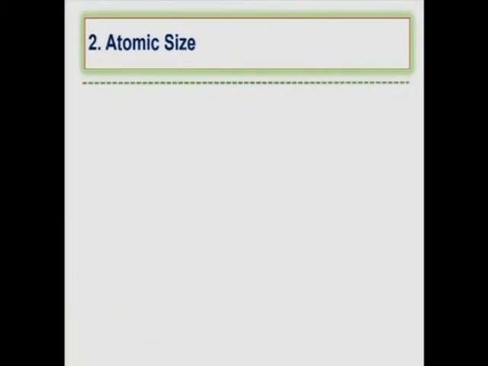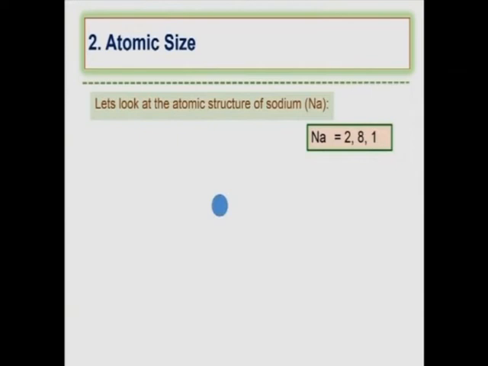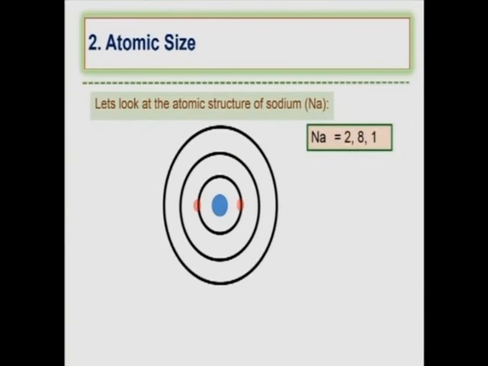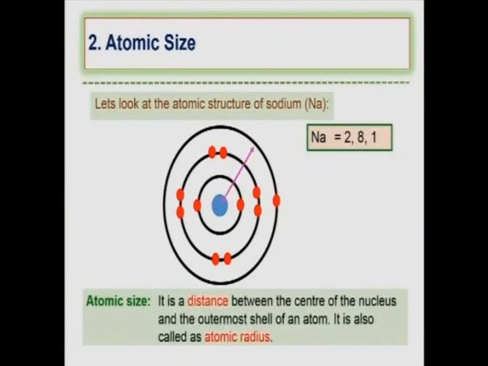Okay, atomic size. Now let's see the second property, that is atomic size. Before going into the definition of atomic size, let's see the structure of sodium. In sodium, the first shell has 2 electrons, the second shell has 8 electrons, and the third shell has 1 electron. Atomic size is simply defined as the distance between the center of the nucleus and the outermost shell of an electron. It can also be referred to as atomic radius.